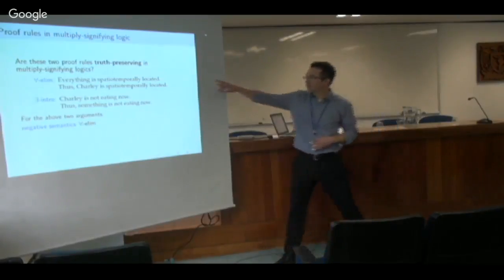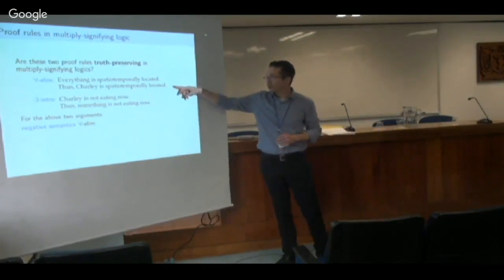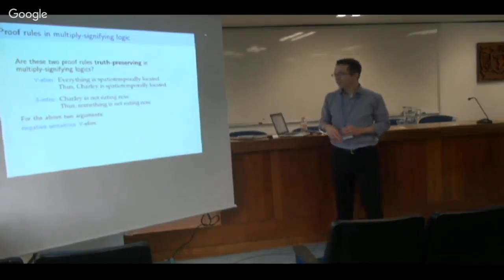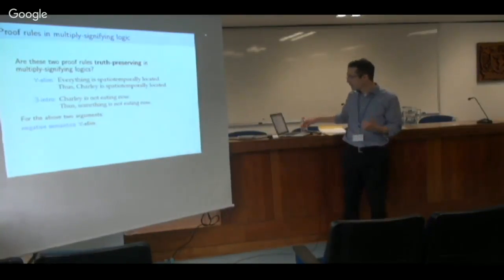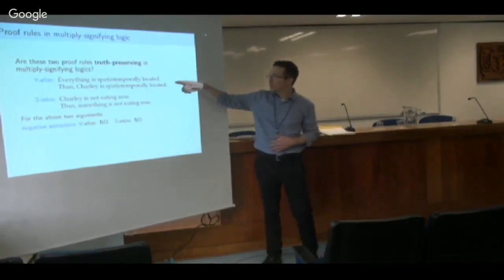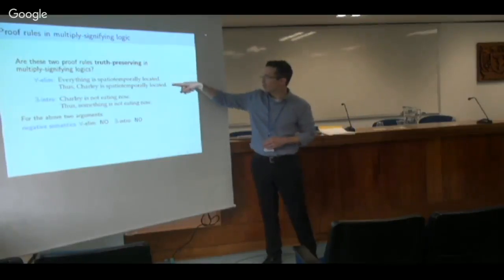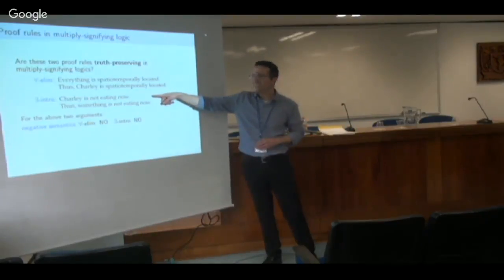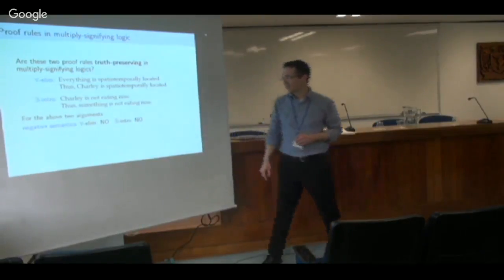So we've got everything is spatiotemporally located, therefore Charlie is spatiotemporally located. Charlie's not eating, therefore something is not eating now. We do have two arguments. So on the negative semantics, it'll be no in both cases, right? Because this will be true and this will be false. This will be true because "Charlie is eating" is false, and we've got the not turning it true. That's something about eating now.